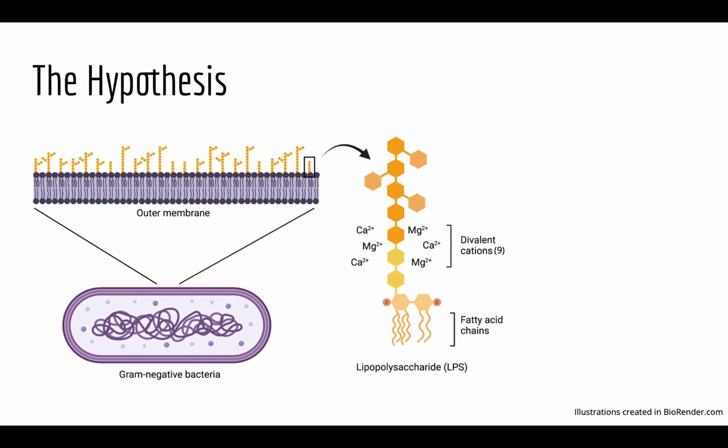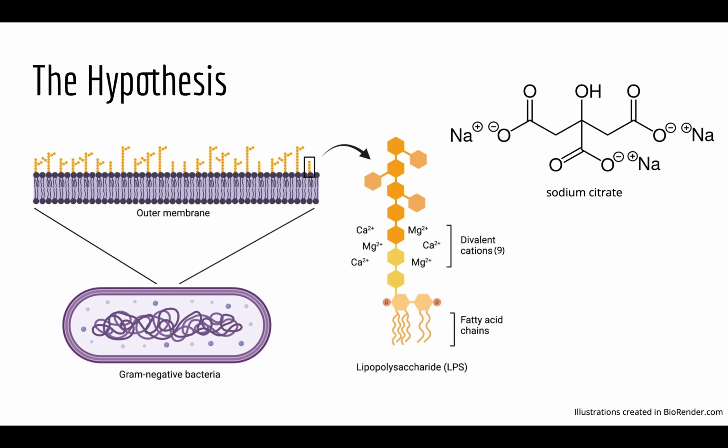LPS contains negative charges that are balanced by divalent cations, such as magnesium and calcium ions. This structure of negative charges, balanced by divalent cations, is what gives the outer membrane extreme stability in P. aeruginosa. So our hypothesis was that sodium citrate's negative charges chelate, or steal, divalent cations away from LPS, weakening its integrity and sensitizing P. aeruginosa to Triclosan.